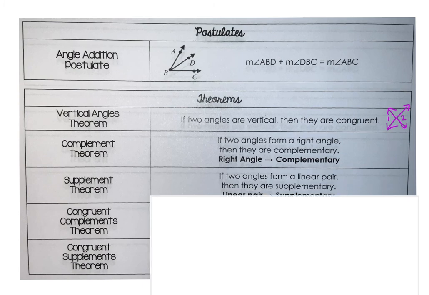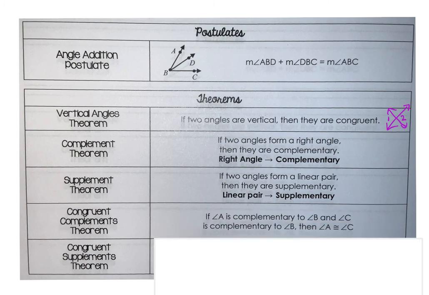The same thing with supplement. If they form a linear pair, then they are supplementary. So like in a proof, if they said, these two angles are a linear pair, you could tell me that as given, and then the very next step, you could say they're supplementary because of the supplement theorem, all right? And so then you could use that they add up to 180, and you could go on from there. So linear pairs are supplementary, is the supplement theorem. The next two talk about congruence.